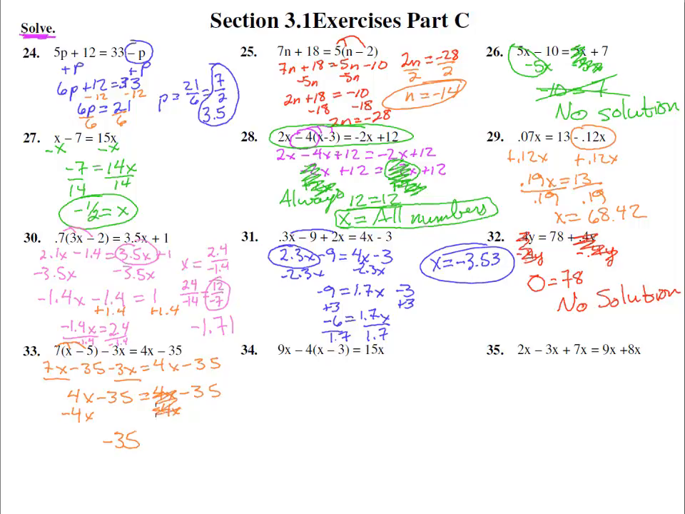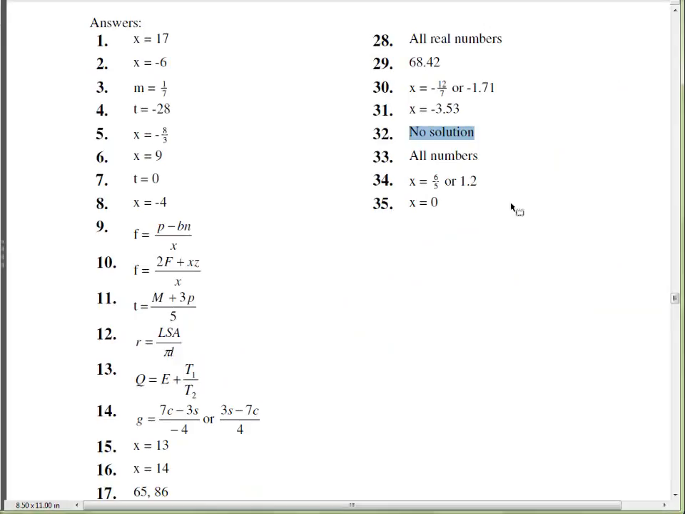Oh, they both sides, they cancel out. So we get negative 35 equals negative 35. How often does that happen? That's always true. So this is x equals all numbers, or all real numbers. Let's double check that with the answers. Oh yes, number 33, all numbers.